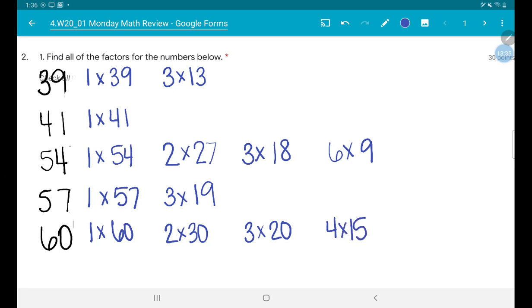Is 5 going to be a factor? Yes, it ends in a 0. 5 times what? 12. 5 times 12. So we've got 4 and 15, 5 and 12. Is 6 going to be a factor? Yeah, 6 times 10. Okay.